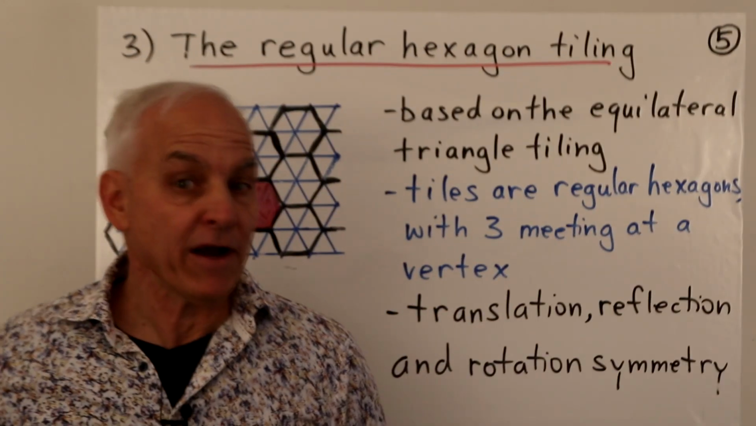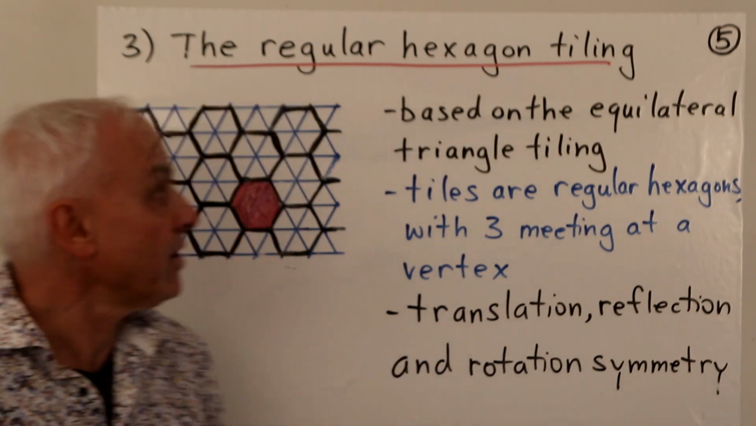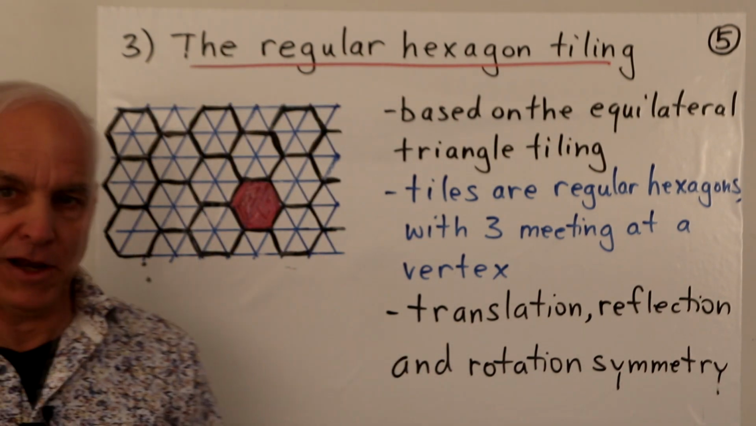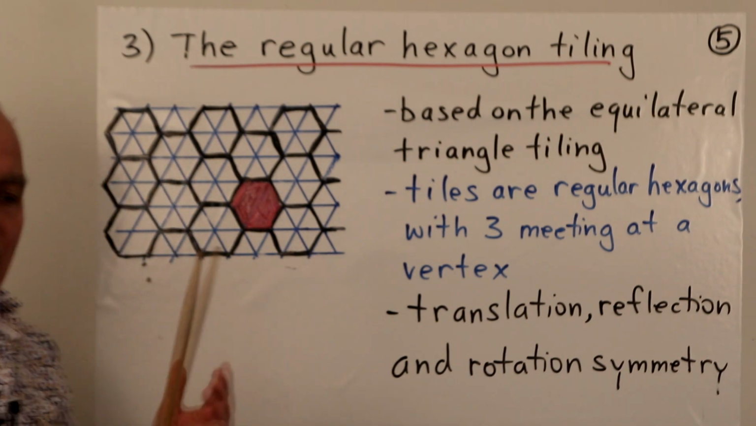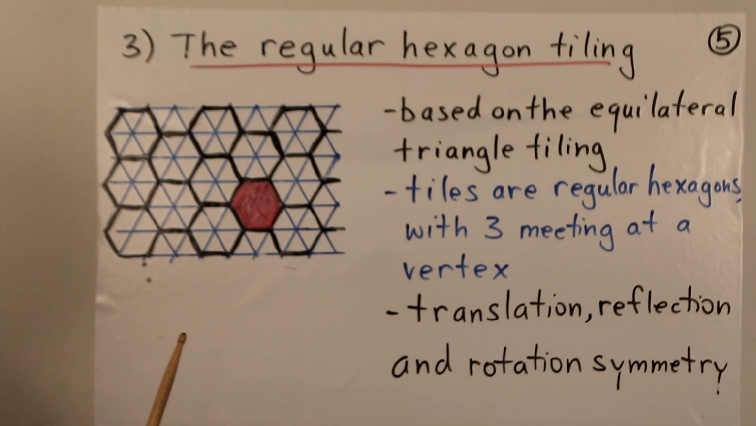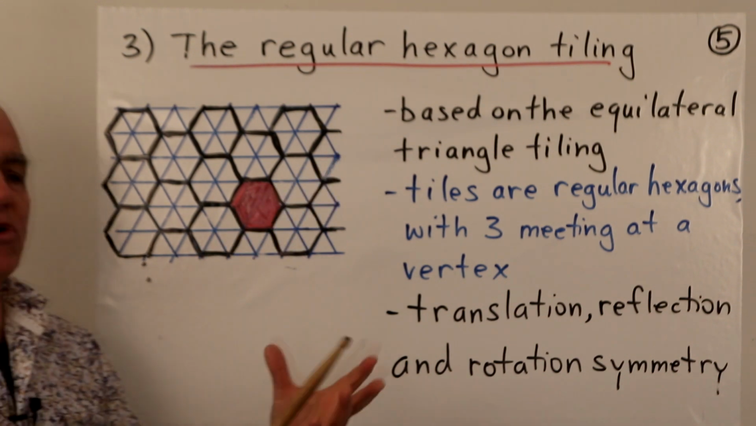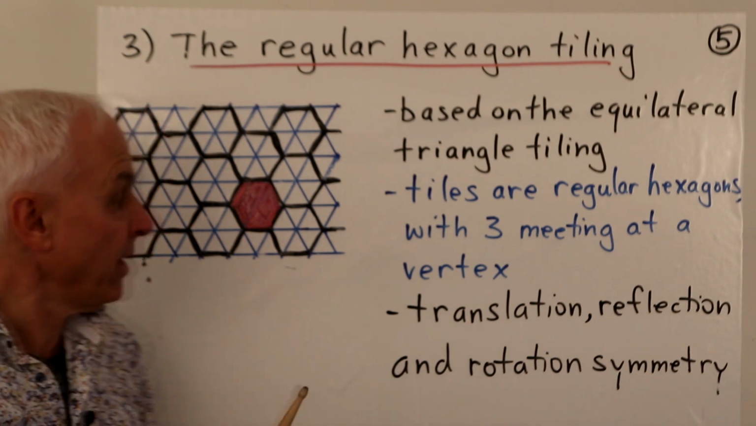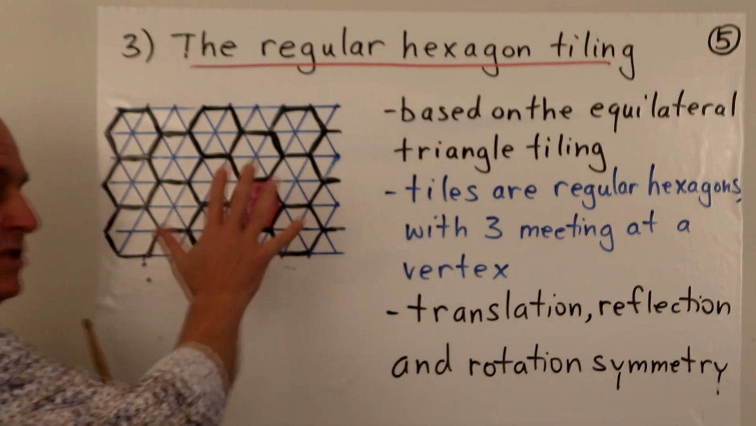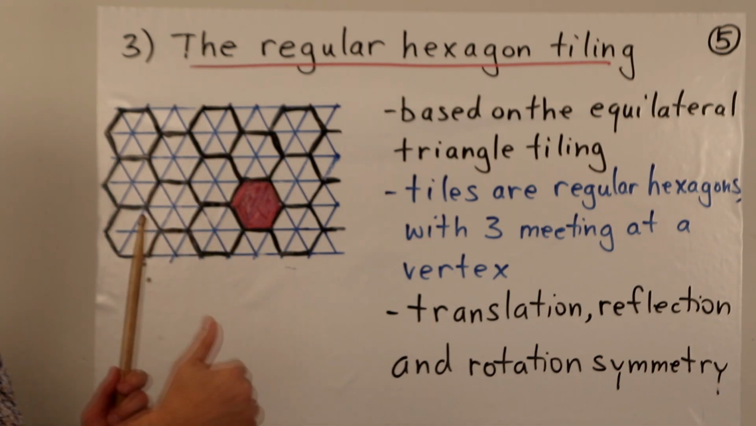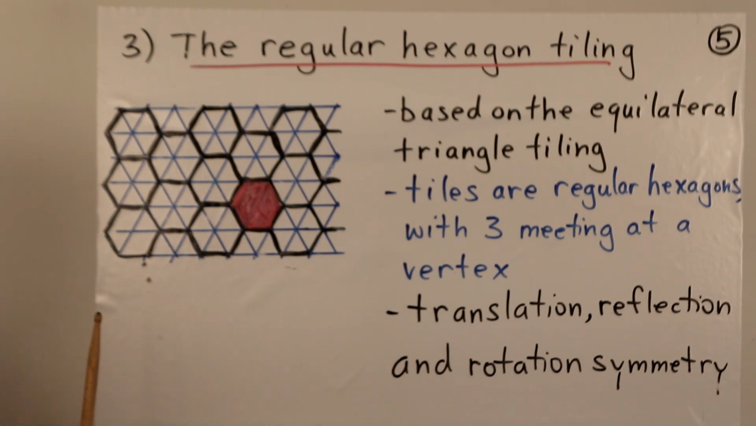Now, the third and final tiling in our list of regular tilings of the plane is the regular hexagon tiling. It's almost surely less familiar than the other two. In this case, it's based on the equilateral triangle tiling, so it's a kind of derivative of the one that we've just looked at. In fact, you can see that I've created it here by superimposing a black pattern on top of that blue pattern, which was the equilateral triangle tiling.